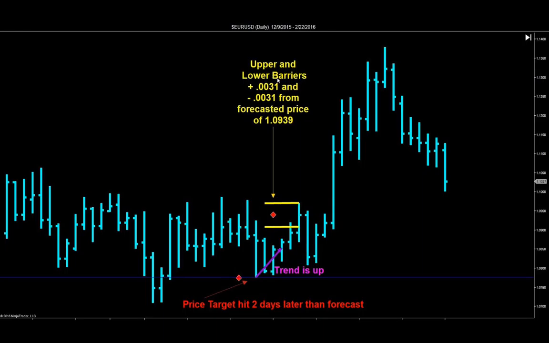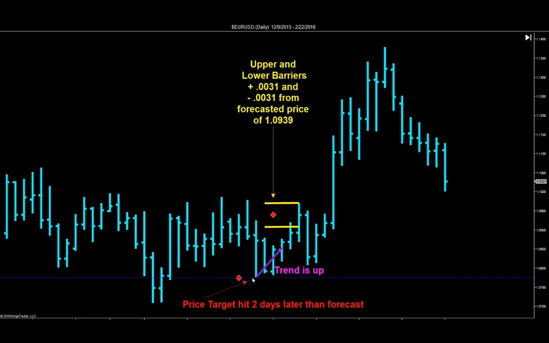Okay. Upper and lower barriers here. So here's our diamond, our projected price, and we add 0.0031 and we subtract 0.0031, and we get these yellow horizontal lines here. So what's going on is price is kind of going sideways. This is really, even though this is okay, rest of this is just sideways slop.